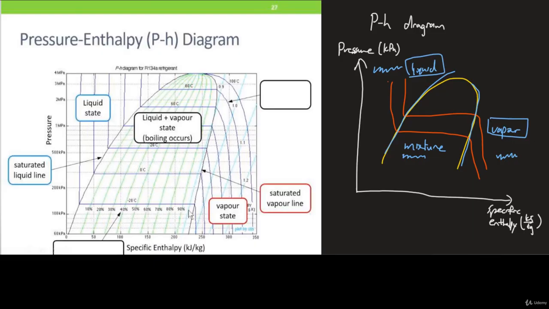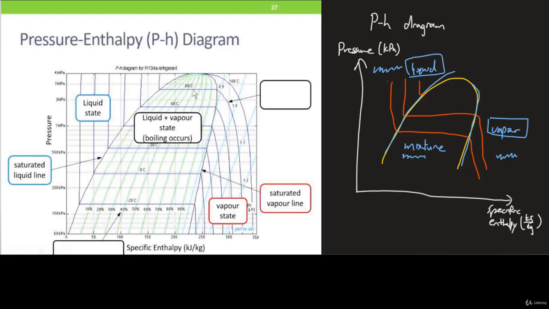So that is why over here you will notice that there's this percentage. The percentage represents the percentage of vapor inside this mixture. So let's say it lies on the 40% line. It means there is 40% vapor, 60% liquid. Whereas if it's at the saturated vapor line, it means 100% vapor, 0% liquid. So that's the meaning.